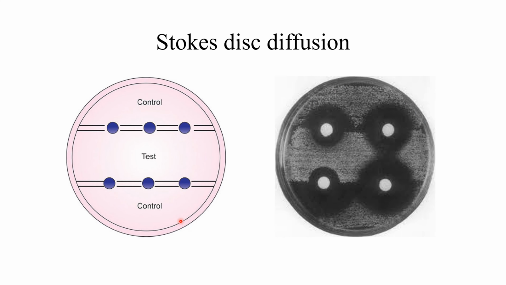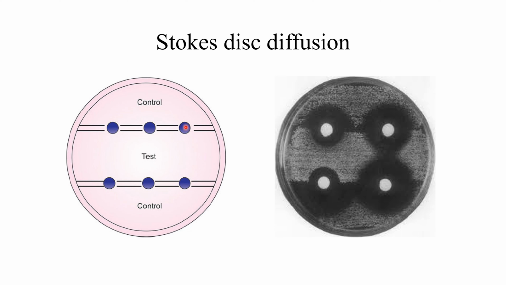Here, this is the Mueller-Hinton agar plate. This plate we will divide into three parts: the first part, second part, and third part. This is the first part; we will lawn culture the control strain. In the middle part, the second part, we will inoculate the test strain, and in the third part, we will inoculate the control strain. That means the first and third parts have the control strain, and the center part has the test strain. After that, we will keep the antibiotics in between these two portions, like that.